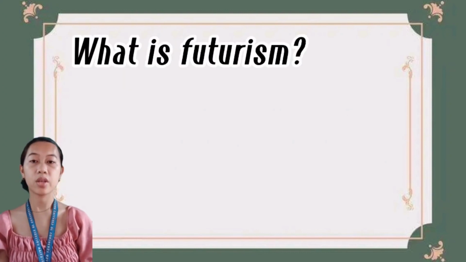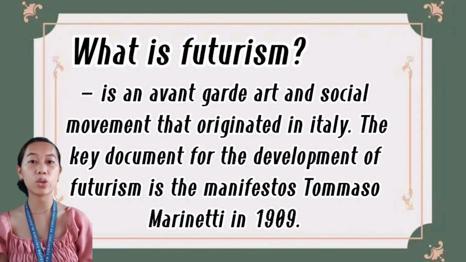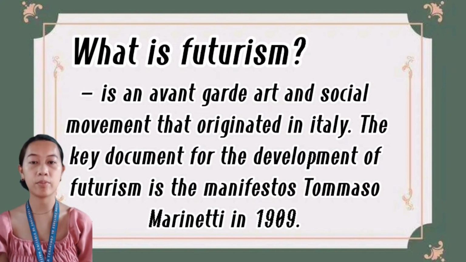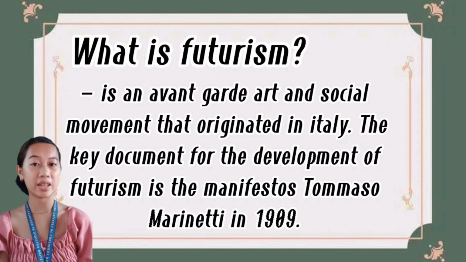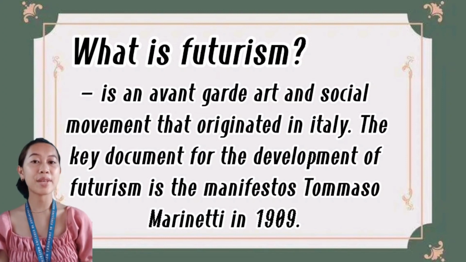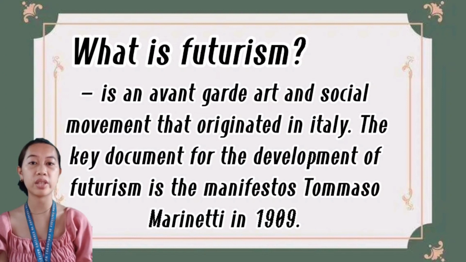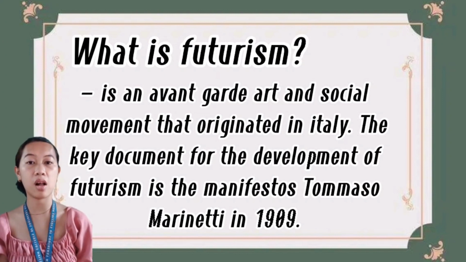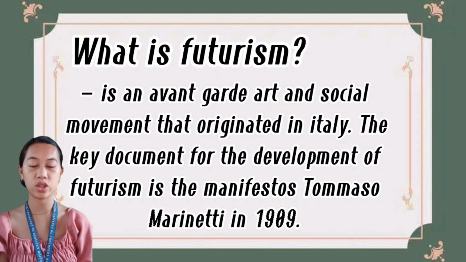So what is Futurism? Futurism is an avant-garde art and social movement that originated in Italy. The decade-defining document for the development of Futurism is the Manifesto of Futurism, which was published by Filippo Tommaso Marinetti in 1909. Several manifestos were created in the wake of Futurist philosophy. All these manifestos had a common attitude toward the past based on uncompromising rejection, while glorifying the cult of youth, industrialization, speed, technology, and modernization, often emphasizing the violent component of the struggle for cultural and wider social change.